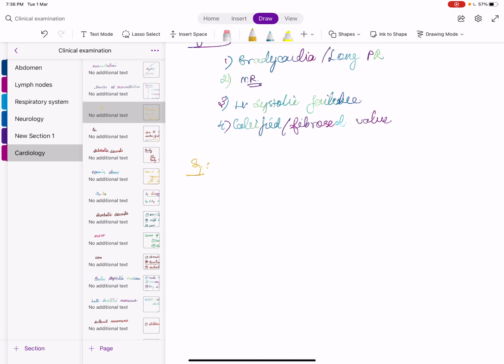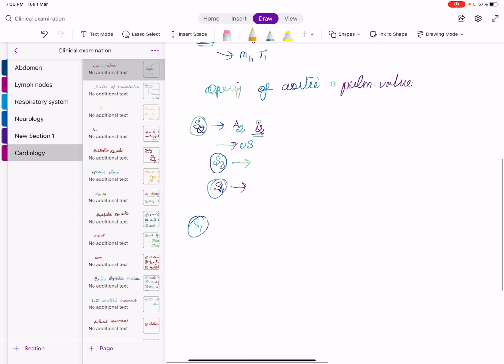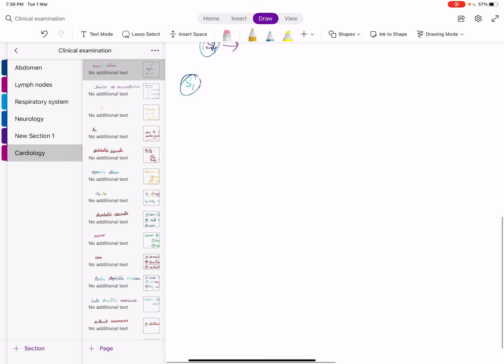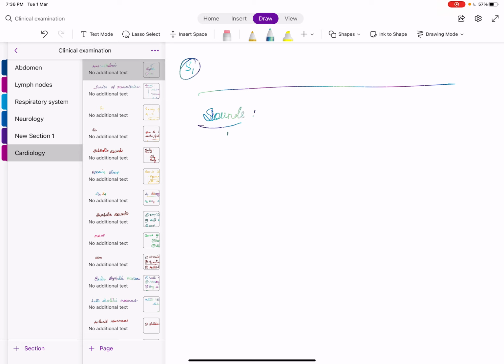Okay, so in all these areas, the first thing you have to do is say whether S1, S2 is heard or not. Second point, I told you S1 is mainly concerned with the mitral and tricuspid valve. So when describing the mitral and tricuspid area, you have to tell about the intensity or the character of S1.